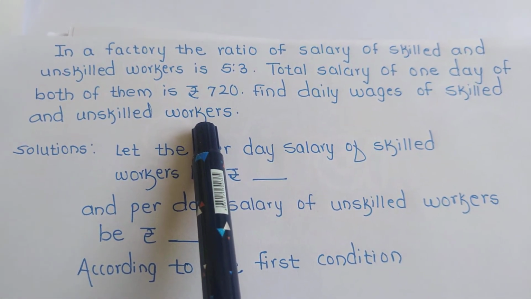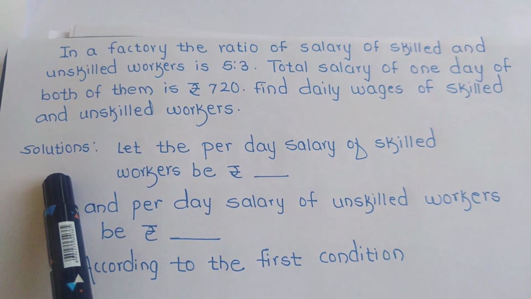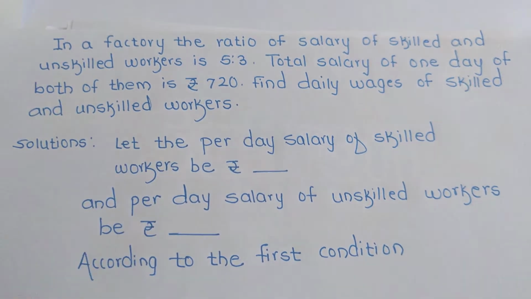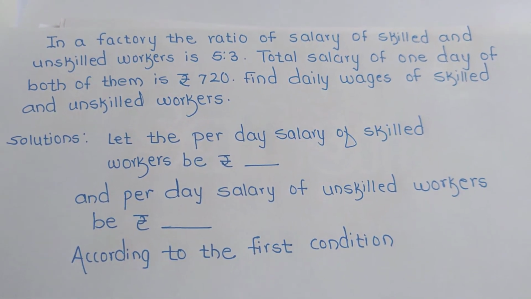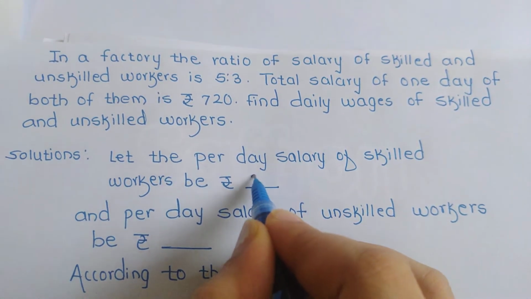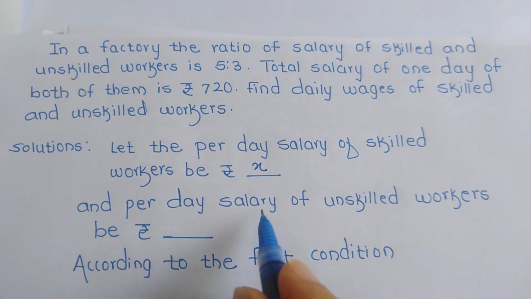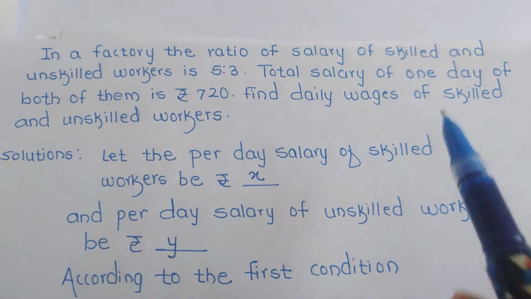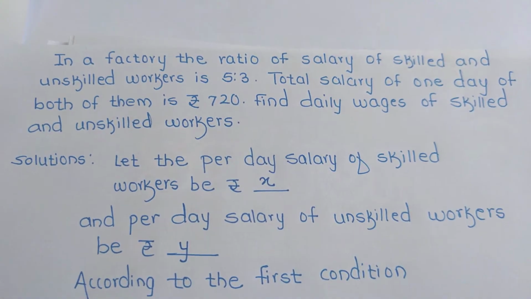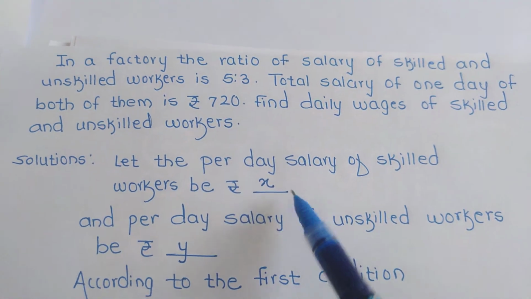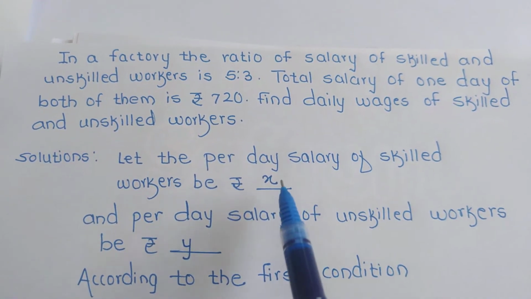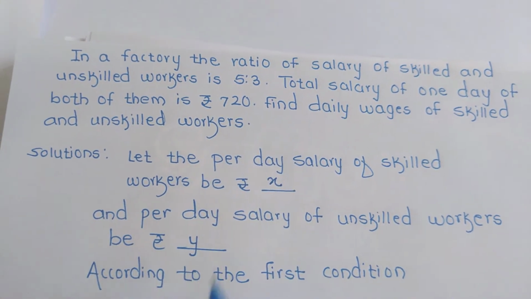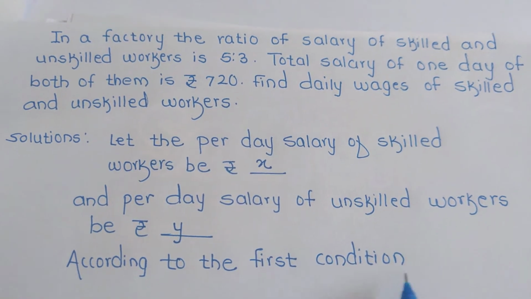So a word problem is given to us. Let us begin with the solution. In the word problem, we are asked to find daily wages of skilled and unskilled workers. So let us consider the per day salary of skilled workers be rupees X and per day salary of unskilled workers be rupees Y. Whatever we are asked to find, we have considered as X and Y. Now let us see the first condition given in the question.